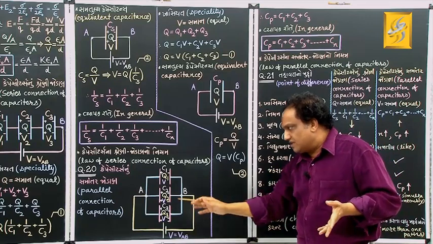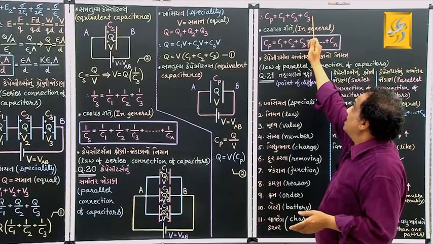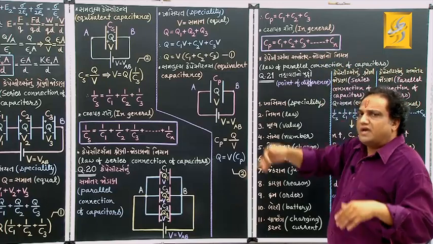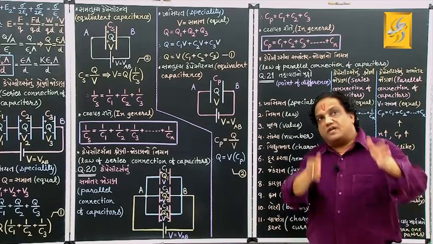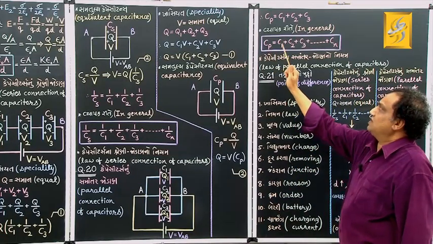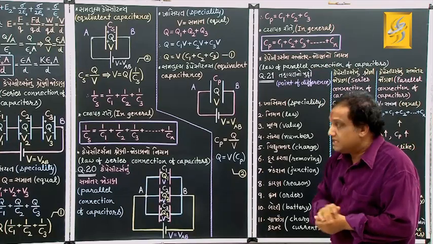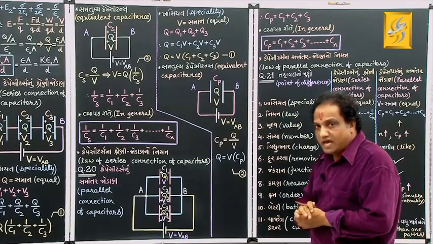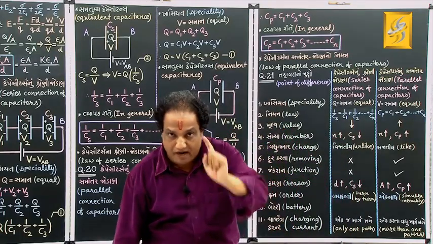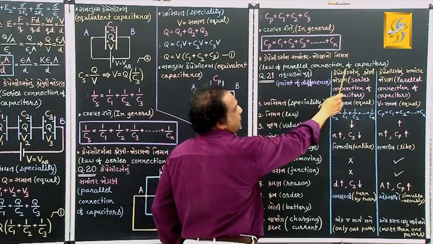Had there been a fourth capacitor in this parallel connection, then you could have written one more term plus C4. If a fifth capacitor is present, then plus C5. In general, for n number of capacitors connected in parallel, how would you express the result? CP equals C1 plus C2 plus C3 plus dash dash dash plus Cn. Correct? This very equation itself is known as the law of parallel connection of capacitors, and that is why I have written here law of parallel connection of capacitors.